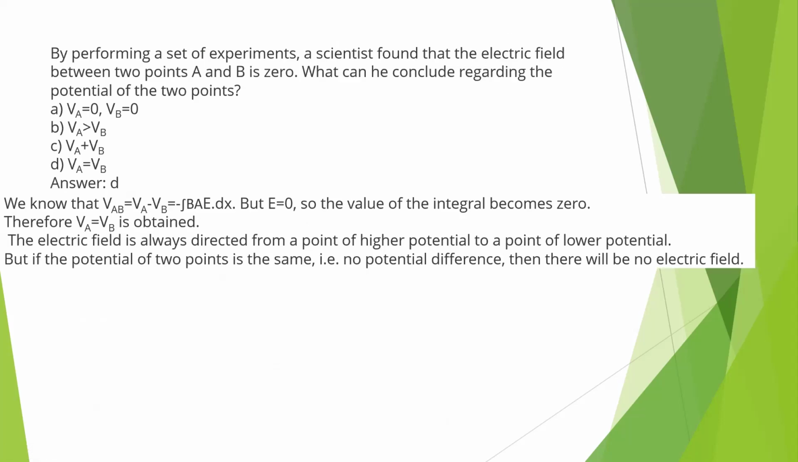Next one. By performing a set of experiments, a scientist found that the electric field between 2 points A and B is zero. What can he conclude regarding the potential at the 2 points? We know that VA minus VB is an integration, that is the work done, minus integral of E dx from B to A, where E is equal to 0. The electric field between the 2 points A and B is 0, so the whole value becomes 0. Therefore, VA minus VB is 0, so VA is equal to VB.